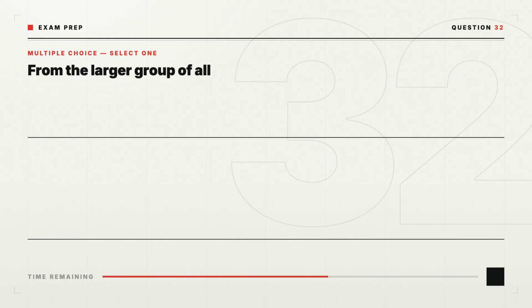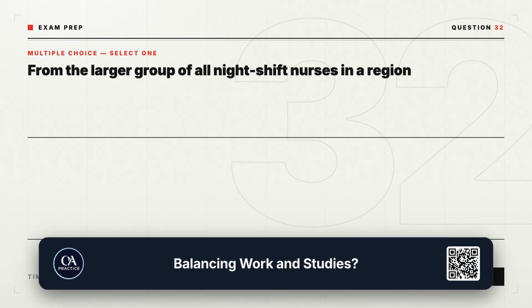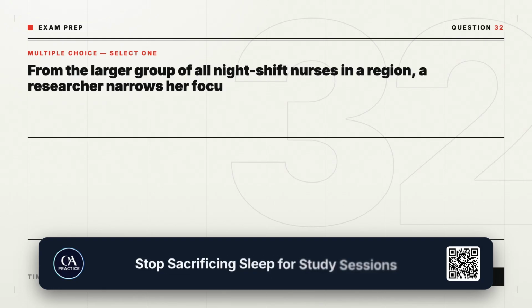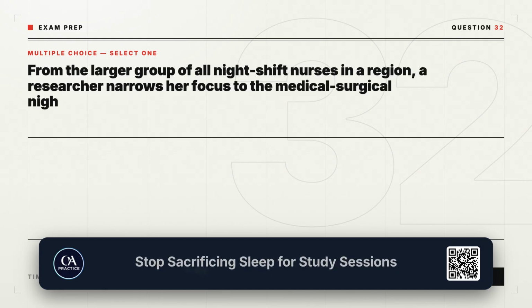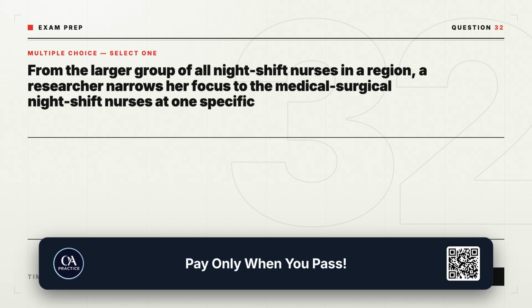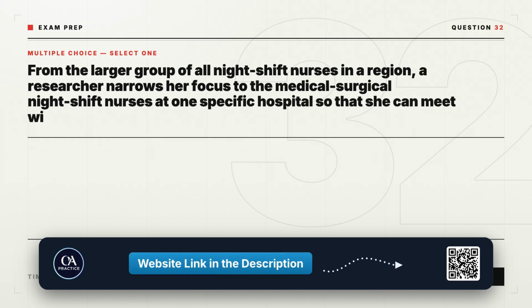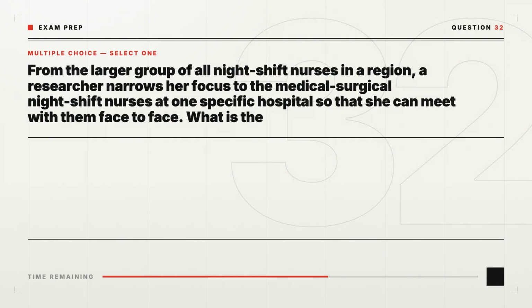Question 32. From the larger group of all night shift nurses in a region, a researcher narrows her focus to the medical surgical night shift nurses at one specific hospital so that she can meet with them face to face. What is the narrowed group called?